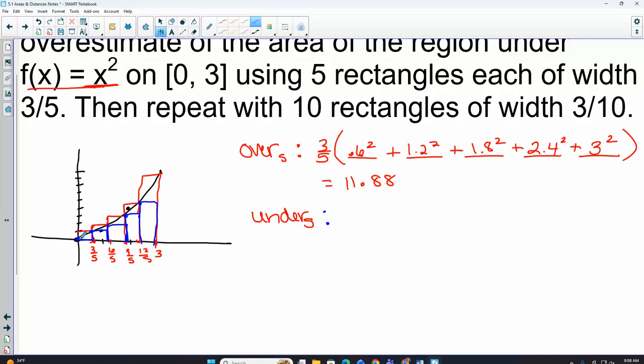My width is still 3/5, and we still have to add up the 5 rectangles. For the first rectangle, I didn't start at 3/5. What did I start at? 0. So to plug it in, we just get 0 squared. Then the next one I put in 3/5. We're going up by 3/5 each time, so it would be 0.6 squared. The next one would be, the next one would be, and the last one.